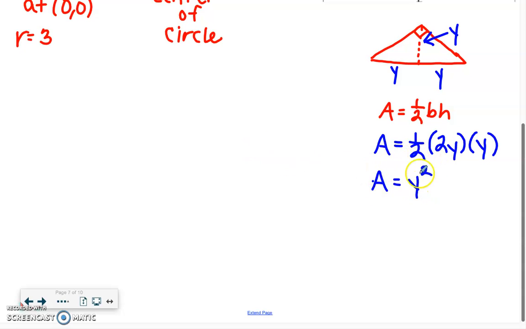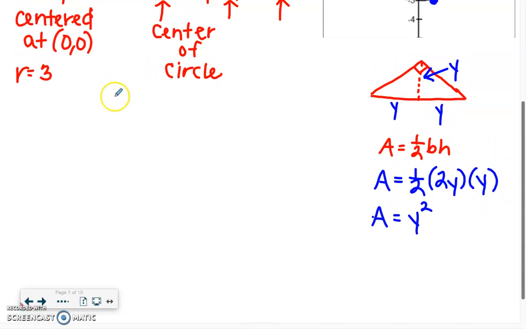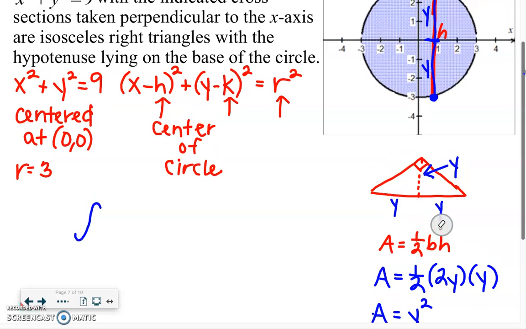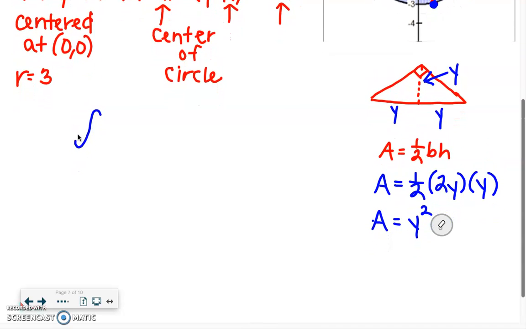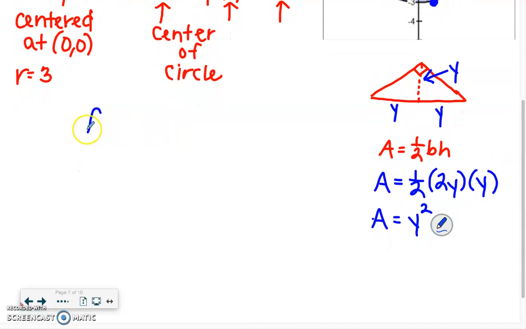Now I'm going to go ahead and set up my integral. I'm going to look and see how wide the circle is. The circle goes from -3 to 3 on the x-axis. So I'm going to want my integral to do the same. So my integral is going to go from -3 to 3. Inside the integral, you're telling it the area of the shape that you're being asked to find. So in this case, the area of an isosceles right triangle. And we did all that work over there on the right side, and we said the area of each one was y squared.